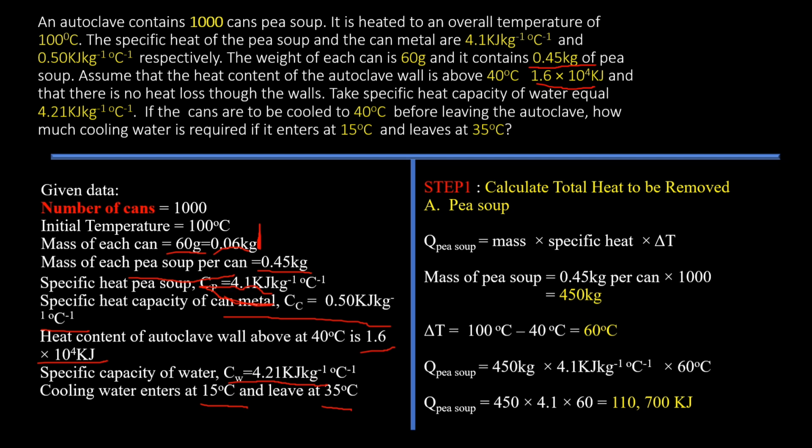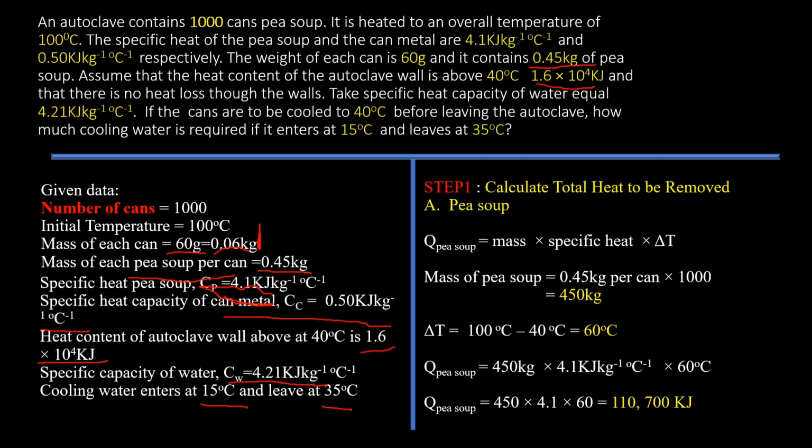As I've said, we need to know the heat that water removed from the pea soup, the heat that water removed from the cans, and we already know the heat that water has to remove from the autoclave wall. It has been given, so we don't need to calculate for the autoclave wall. So we need to calculate for the pea soup and then for the can. To calculate that, we make use of this formula. That is, Q, which stands for heat, is equal to mass times specific heat capacity times change in temperature.